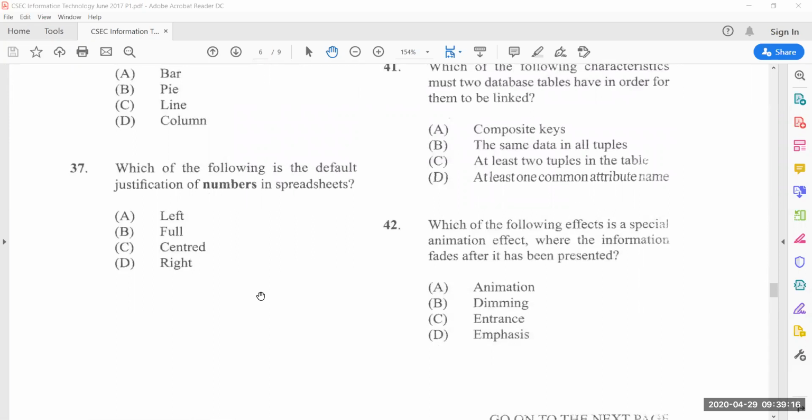Which of the following is the default justification of numbers in spreadsheets? Okay, and for this question, you can simply open up an Excel spreadsheet and type some numbers, and you would notice that the numbers are right aligned by default. So the answer for 37 is D.